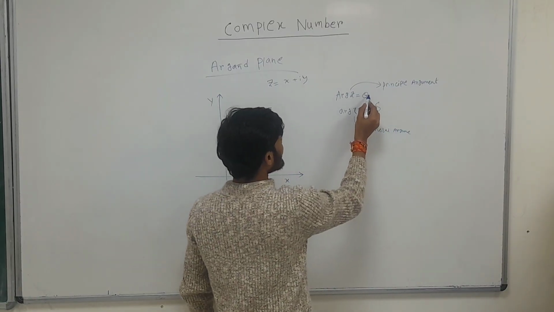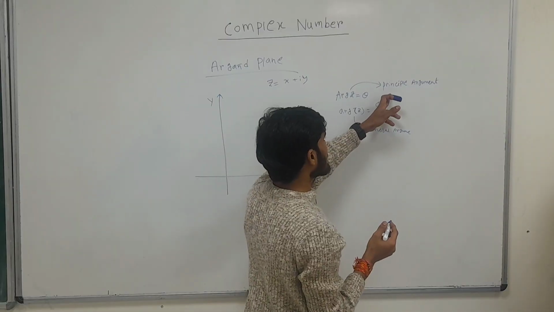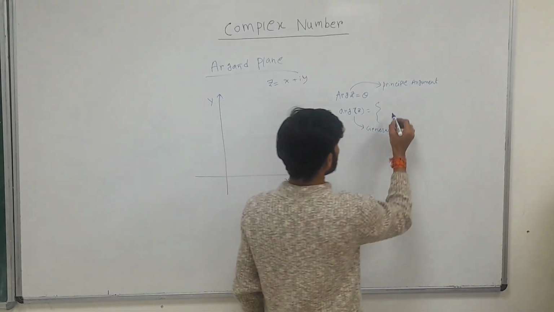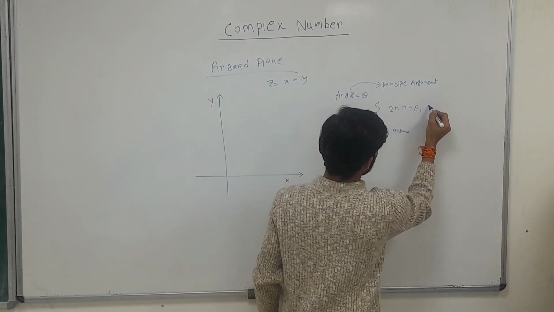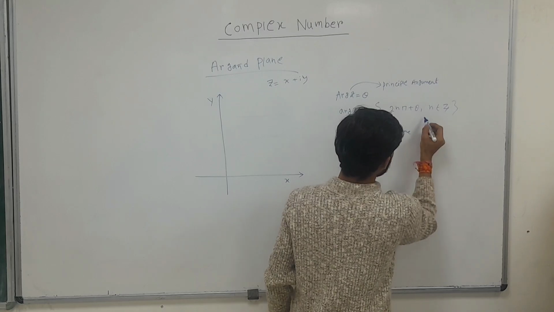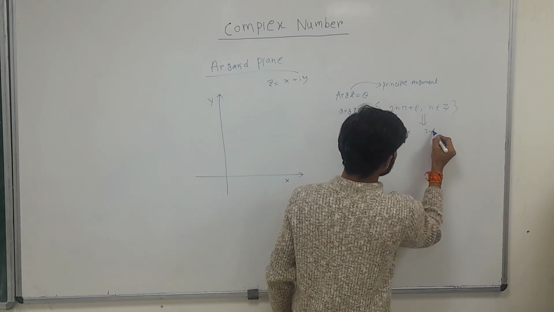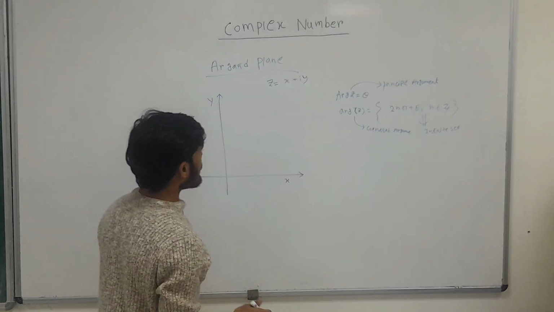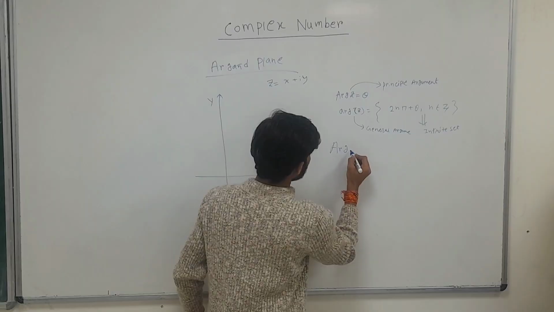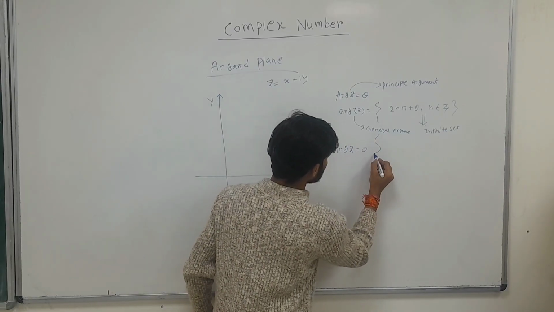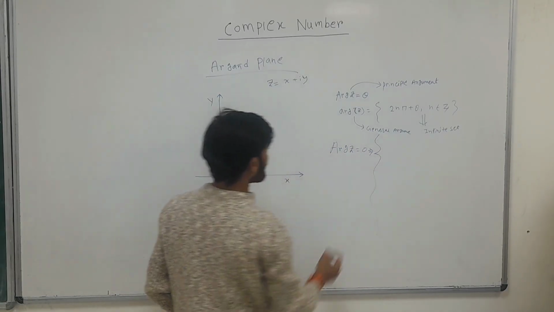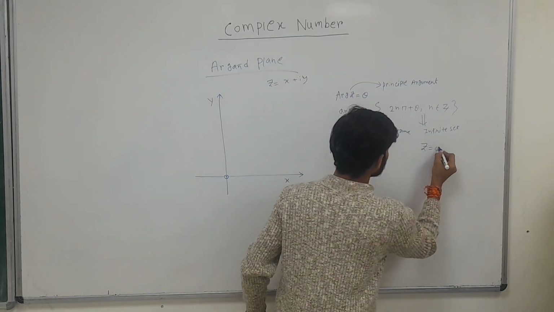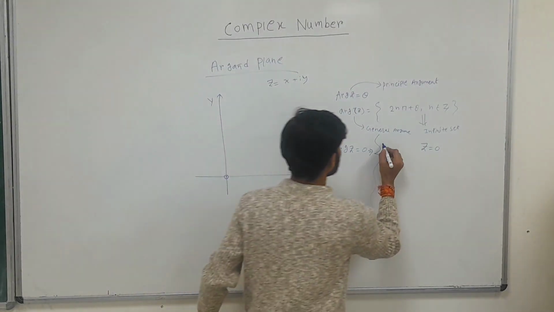If you have found the capital Arg of z, the principal argument of z, then it is easy to find the small arg of z, which is the general argument of z. You just add 2n pi plus theta, where n belongs to the integers, and this is an infinite set because n is infinite. Now, argument of z or theta: if z is at the origin, that means z is equal to 0, then the argument of z is not defined.